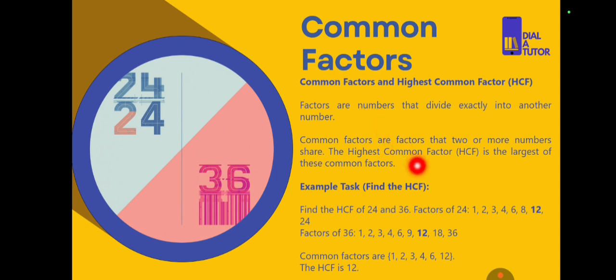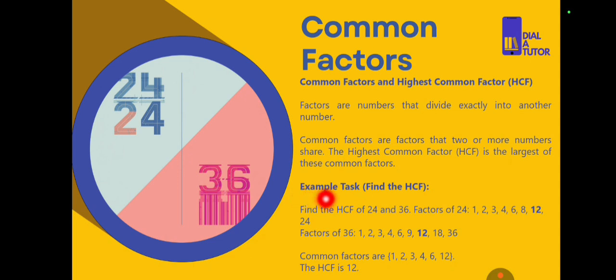Then common factors are factors that 2 or more numbers share. For example, 48 and 36 can share 6 as a common factor. 48 and 36 can share 12 as a common factor.